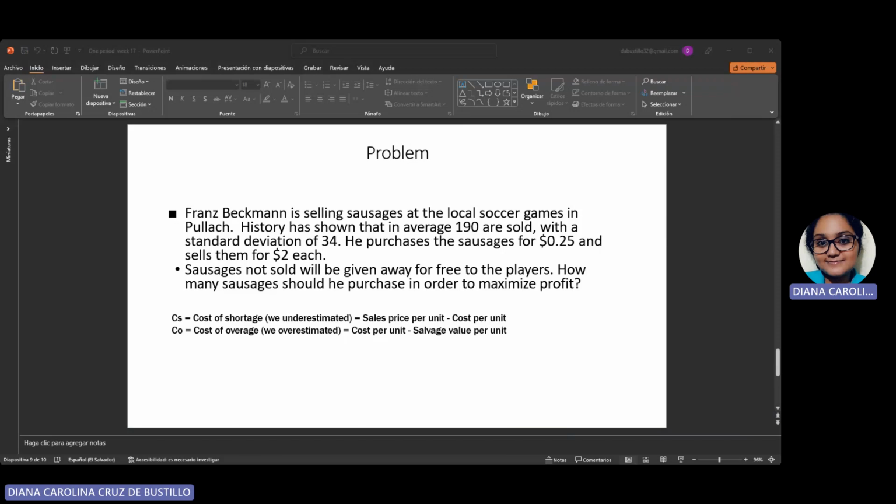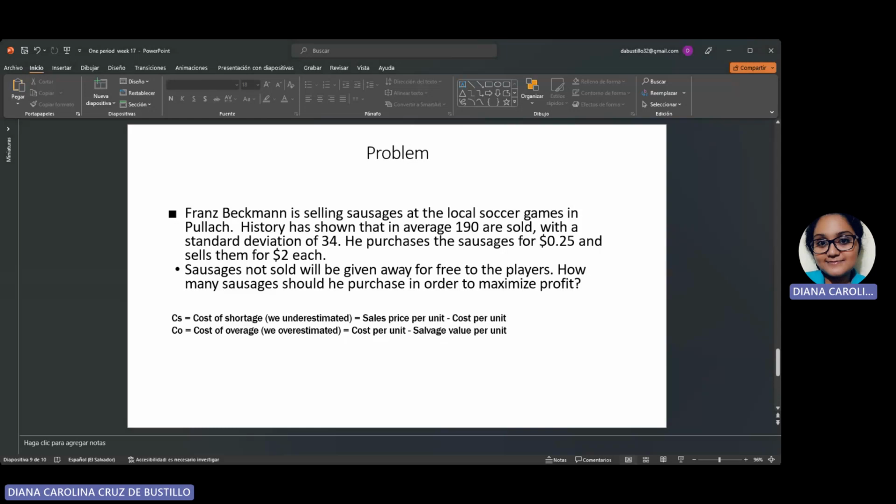Here you cannot resell at another time, okay? Or if you were to resell, you would sell at a very low price. In this case, the resale price is zero pretty much because they would give them away for free, right? So what is the first thing we need to do?